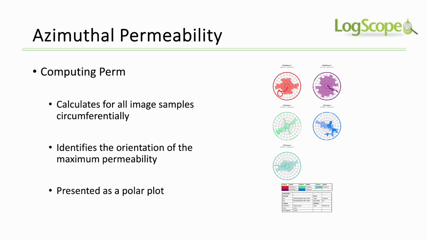Once we've got that information, one other thing that's interesting to do is to actually calculate the permeability azimuthally around the image, and then from that we can identify the orientation of maximum permeability and present that as a polar plot. And I have polar plots on the right for the various wells that we're doing, 5 wells in total. And we've got walkout plots showing the orientation of the maximum permeability, which is interesting to do.